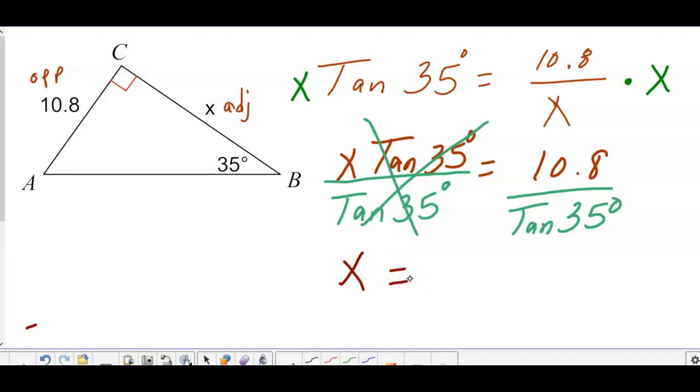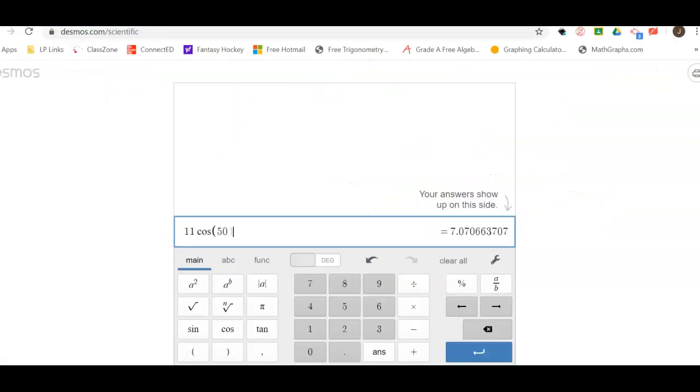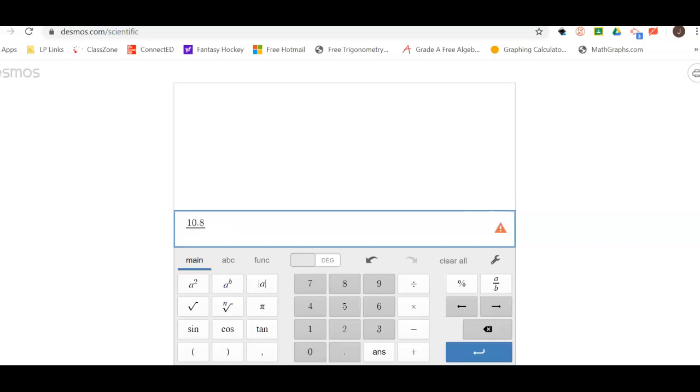And you want to punch it in your calculator, 10.8 divided by the tangent of 35. So you can go to this calculator if you need to. Clear that out. So 10.8 divided by the tangent of 35. And then there you go. There's your answer. So 15.42.